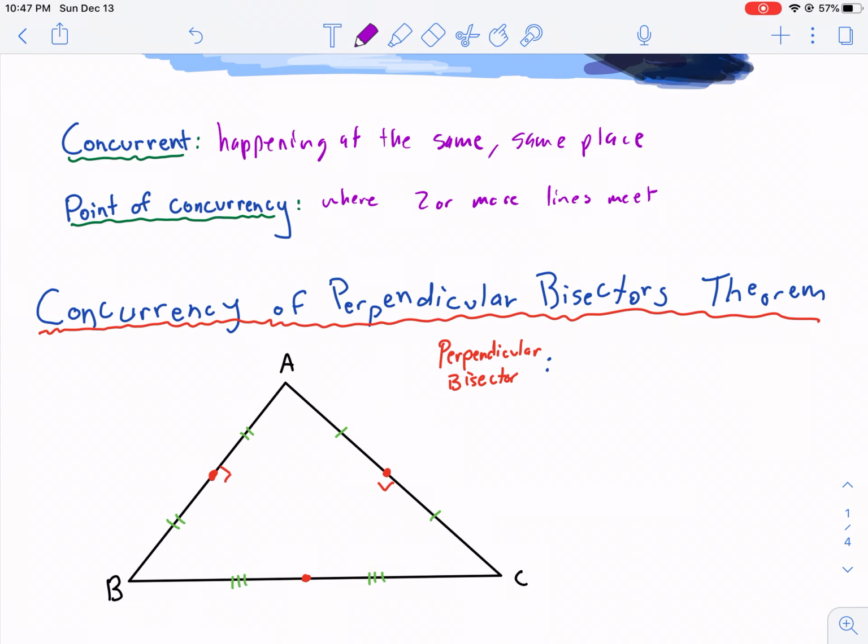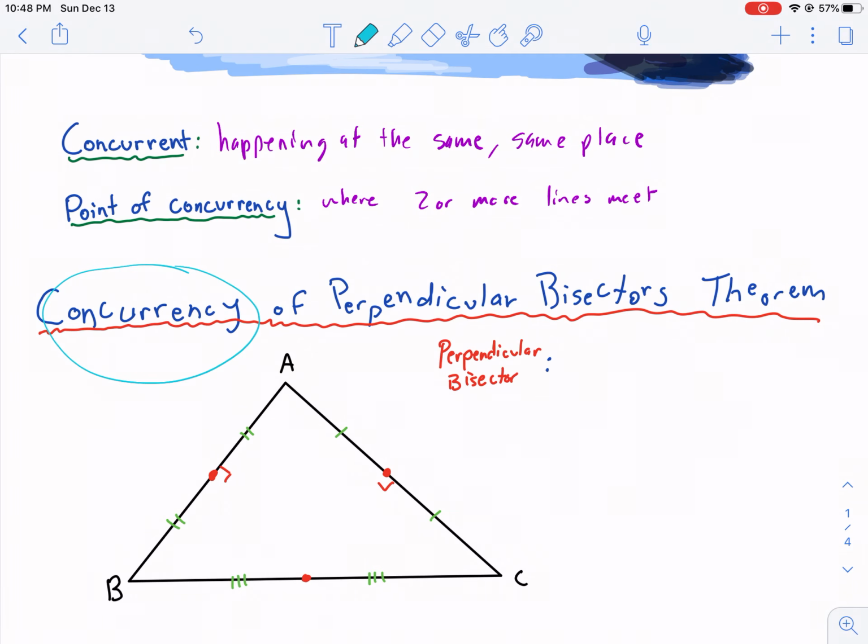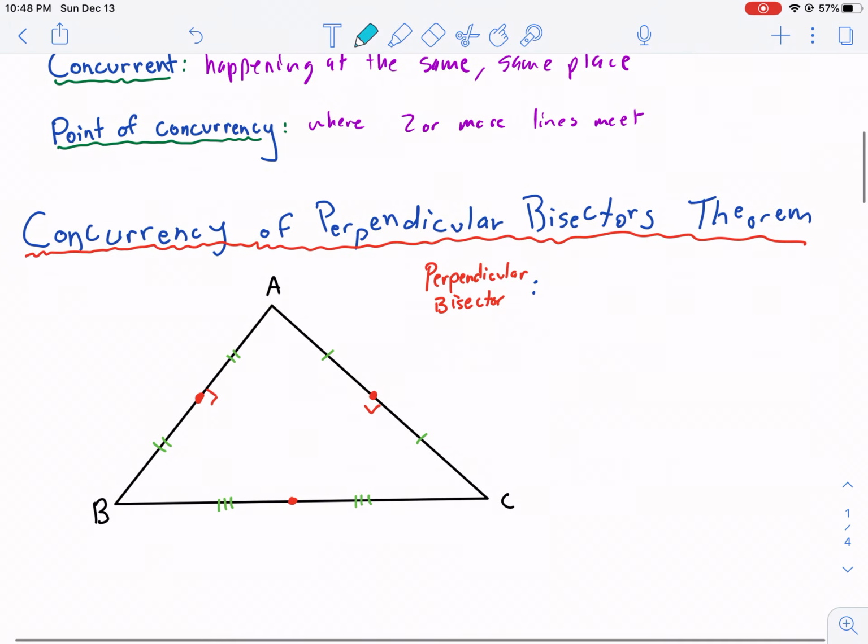Now, our first theorem of the day, concurrency of perpendicular bisectors theorem. If it's talking about concurrency, it's talking about where one or more things meet. And if it's talking about perpendicular bisectors, we know what that is. It's a line that is perpendicular to another line. That means it forms 90-degree angles. And it bisects another segment, meaning it splits it into two equal parts.